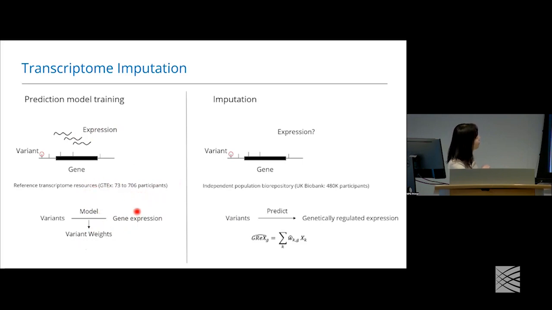For example, GTEx has around 50 different tissues, and the sample size ranges from 70 to 700, so it depends on the tissue. Using the genetic variants from the whole genome sequencing data and the real gene expression levels from RNA sequencing data, you can model the relationship between genetic variants and tissue-specific gene expression levels to get some variant weights to use in the next step.